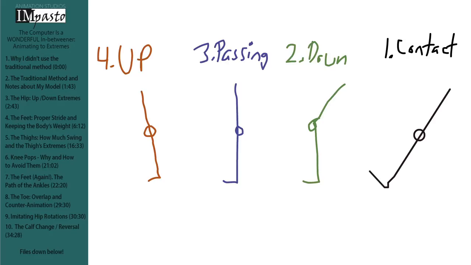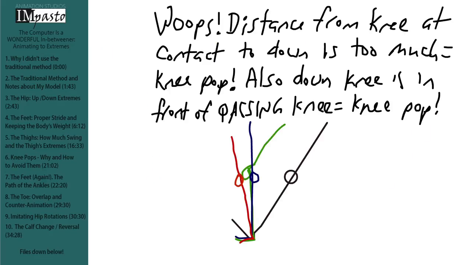The up position will have a bent leg, the thigh of which is at a greater angle to the hip than the contact. Then the contact has a straight leg, the thigh being a smaller angle to the hip. And then we go to a down pose where the thigh's angle is greater. This will almost assuredly produce a knee pop.